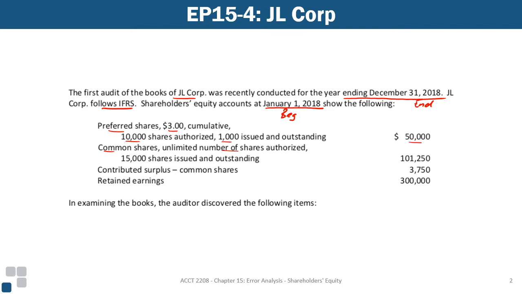There's some common shares, unlimited authorized, 15,000 shares issued and outstanding with a carrying value of 101,250. There's contributed surplus relating to common shares. Contributed surplus results when the company reacquires its own shares and pays less than they received initially when they issued the shares. So if the company issues shares at $10 and then decides to buy them back at $5, it has, to use the term loosely, a gain. You can't have a gain on your own shares, so that difference goes to contributed surplus, in case you were wondering what that was. So the balance in contributed surplus is $37.50, and there's some retained earnings for $300,000.